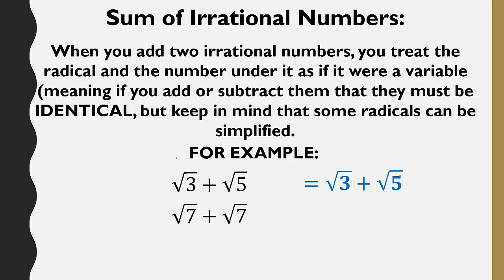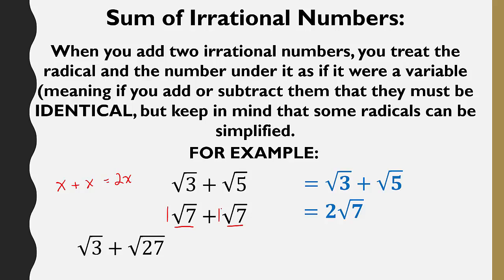Square root of 7 plus the square root of 7. Now we have two that are the same. So how many square roots of 7 do we have? 2. So just like with variables, if we had x plus x, it would be 2x. We do the same thing with this. Radical 7 plus radical 7 equals 2 radical 7. So again, there's a 1 out in front of this that we don't write.